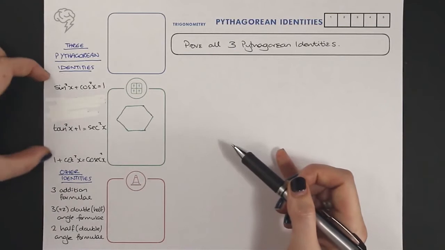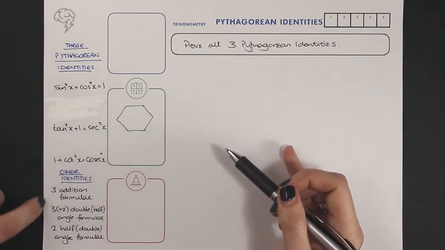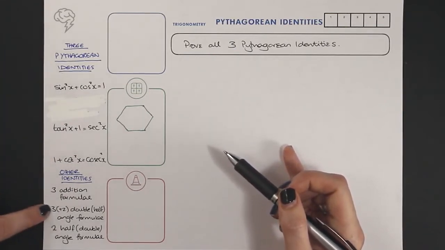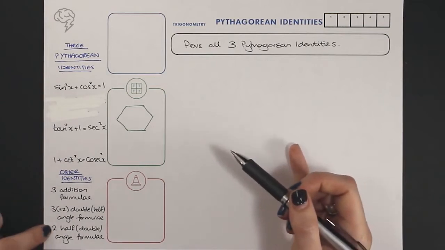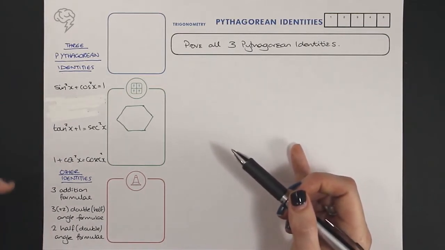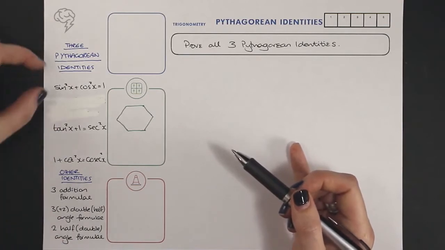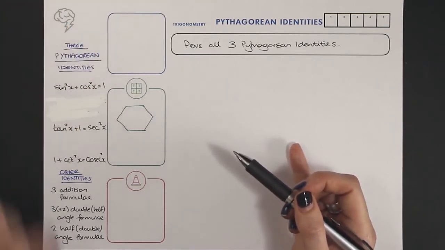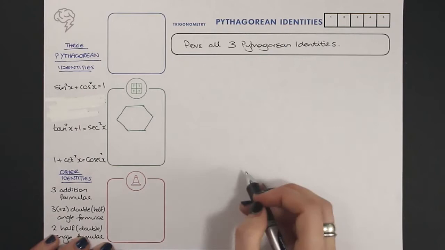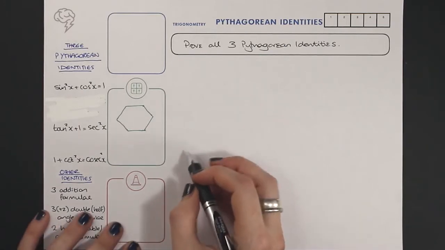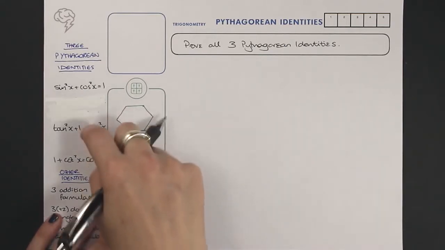As well as the three Pythagorean identities, there's also 3 addition formulae, 5 double and half angle formulae, and 2 half and double angle formulae. So second years, you've got all this to learn. First years, you've just got that one, so be grateful, okay? So we're going to prove all 3, but if you're a first year, don't worry about these second 2.